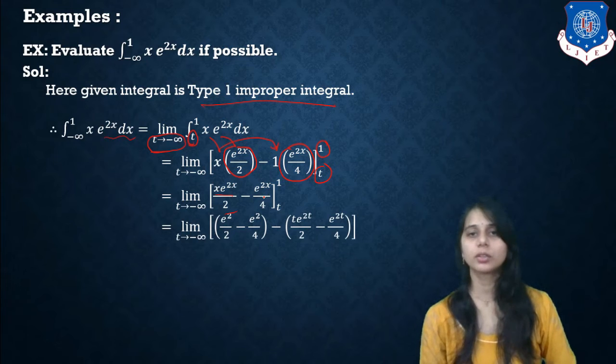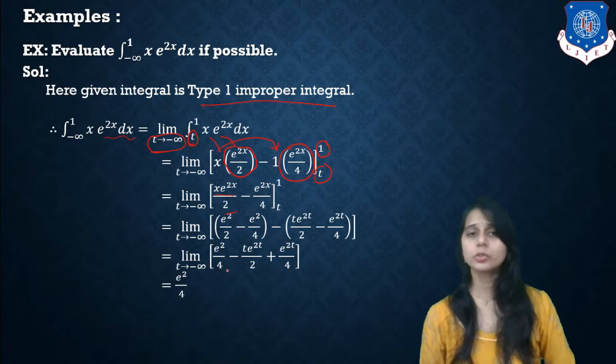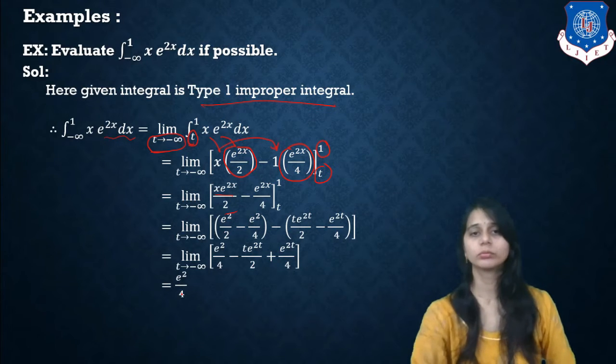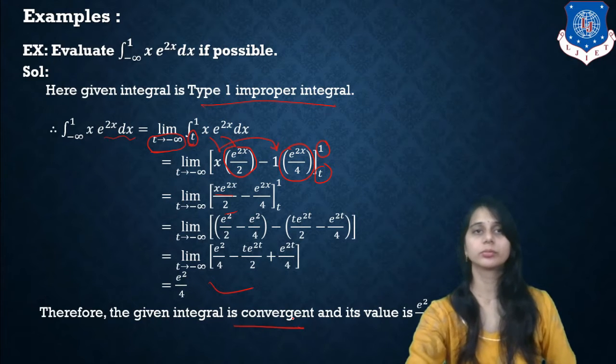And then we take the limit. So it is e raised to 2 by 4 minus t e raised to 2t by 2 plus e raised to 2t by 4. So it is e square by 4. It is finite, so it is convergent.